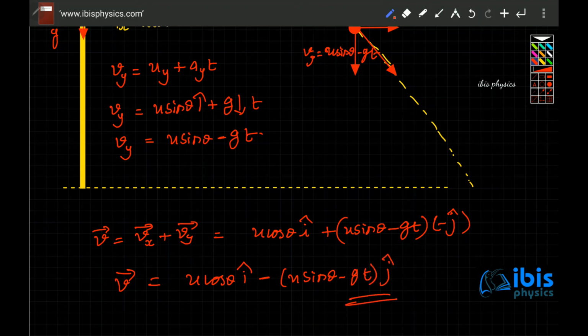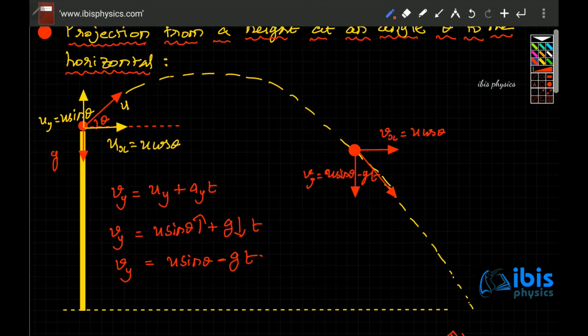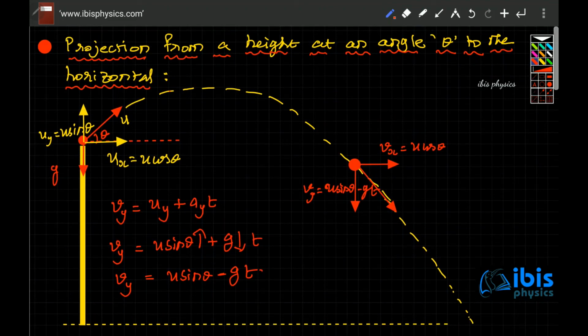The other things are very specific to the problem. What they give in the problem and what you are supposed to find out, that you decide. But here, this is how this kind of problem has to be approached.